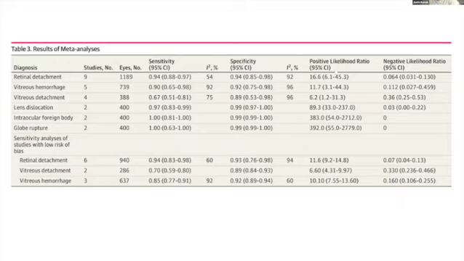And then you can see the results for vitreous hemorrhage and vitreous detachments were similar to the study by Laham et al., where you have a lower sensitivity for vitreous detachment, but otherwise the sensitivity and specificity is quite high for all 3 diagnoses.